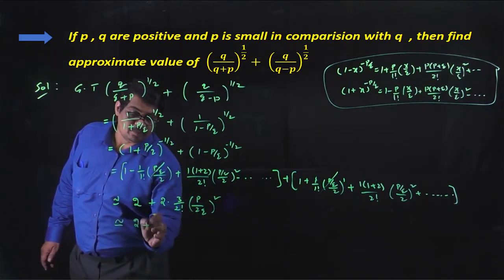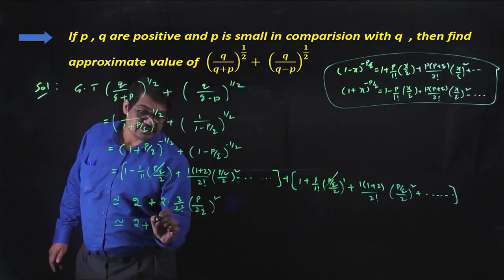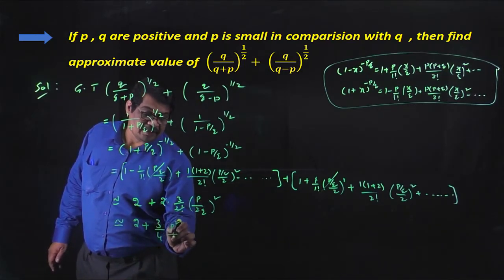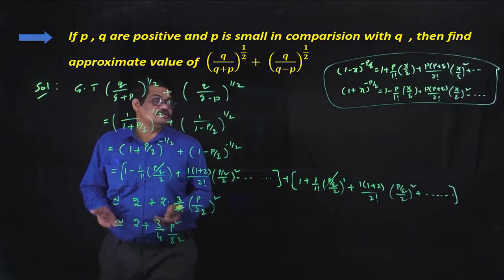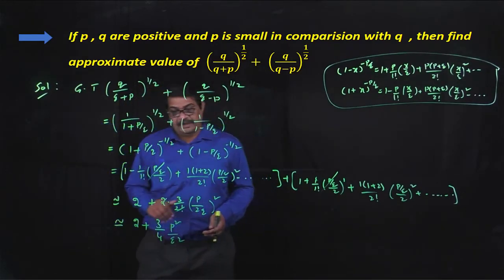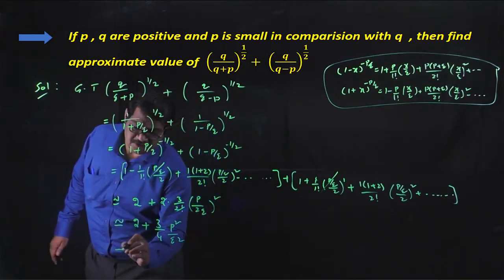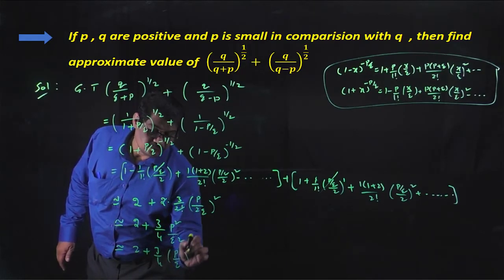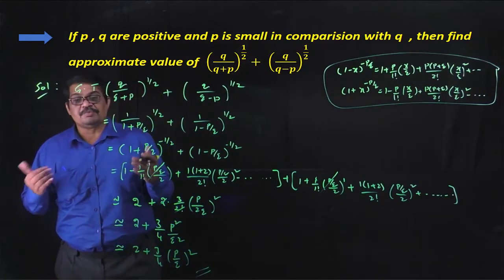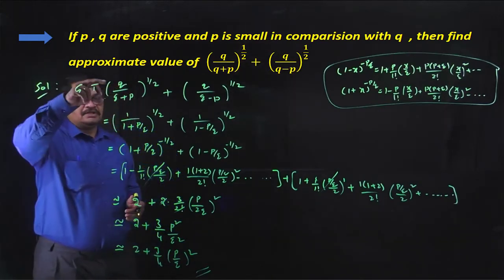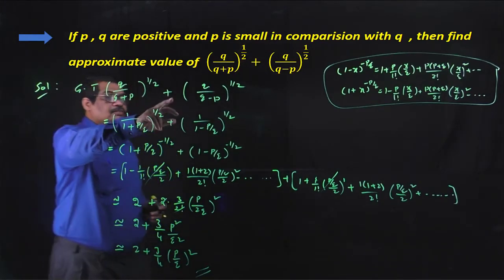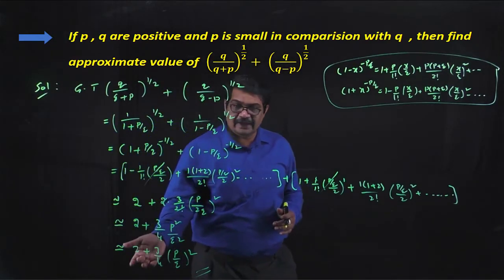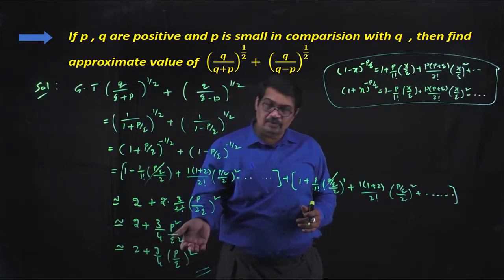That is 2 plus, 2 factorial, the 2 will be cancelled, 3 by 2 square is 4, into p square by q square. So the approximate value is 3 by 4 into (p by q) whole square. So this is nothing but 2 plus 3 by 4 into (p by q) whole square. So this is the approximate value of the given expression, that is (q by q plus p) whole power 1 by 2 plus (q by q minus p) whole power 1 by 2. The approximate value we are getting is 2 plus 3 by 4 into (p by q) whole square.